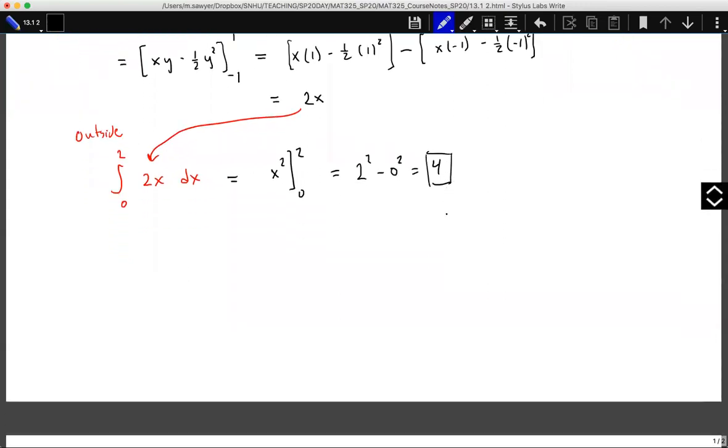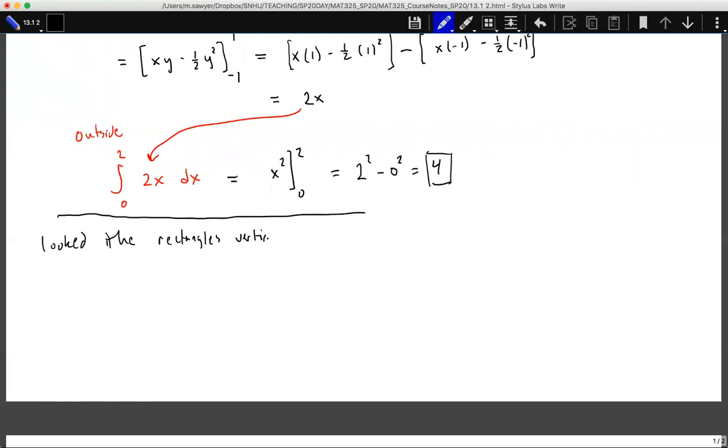So the question is, what if we had done this the other way? What if we had looked at the rectangles vertically? And the question is, is it possible to switch the bounds?